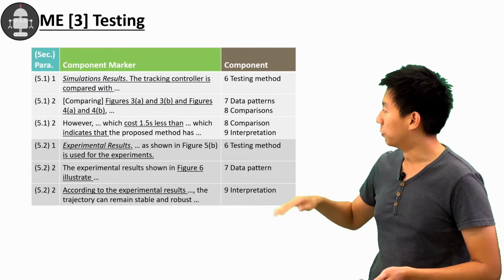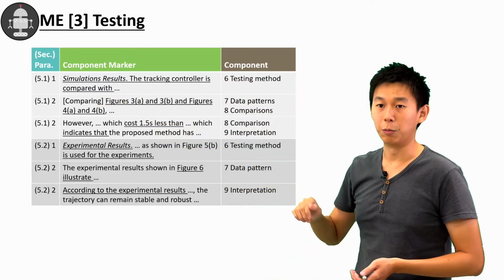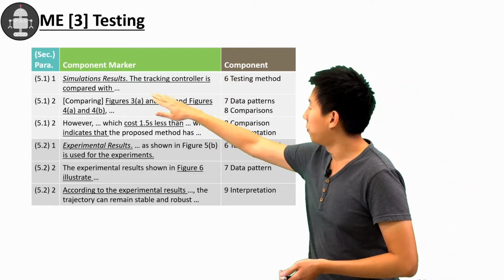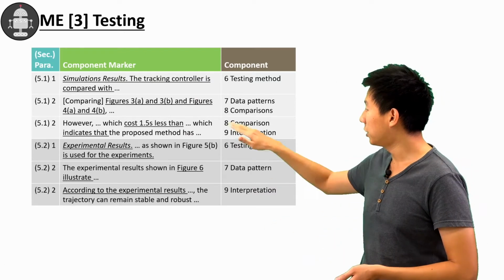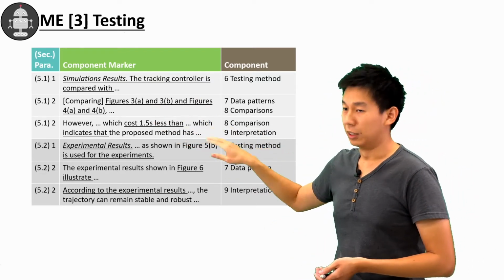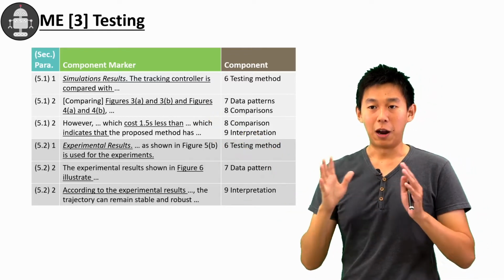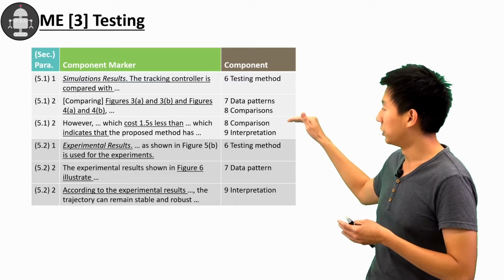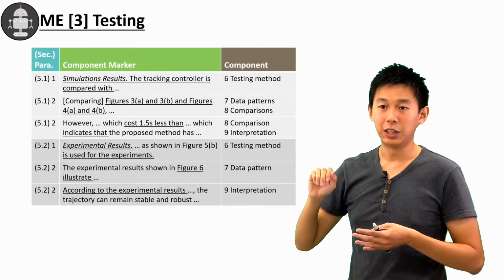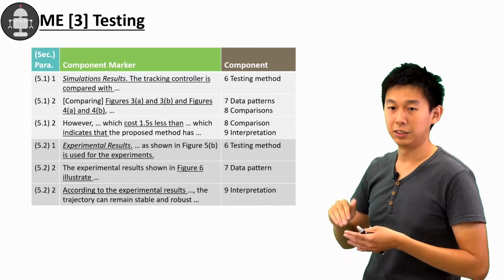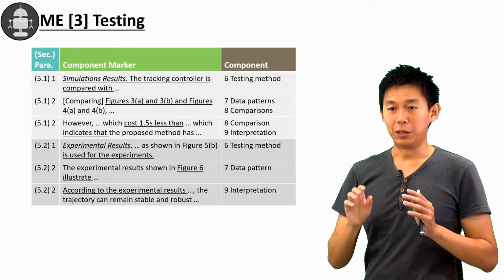In the first one, they use the title "simulation result" as the testing method component. And we also have a description of how they carry out the simulations. And the second one, they compare several figures. So this is like a comparison, which shows this is a comparison component. However, they also show four figures here. They also represent the data patterns. And the third one here, this sentence is a bit complex.